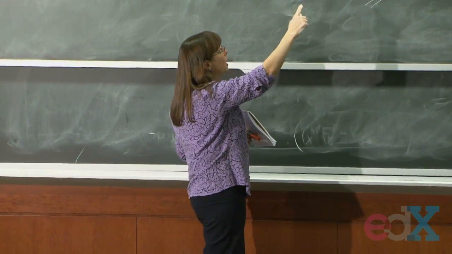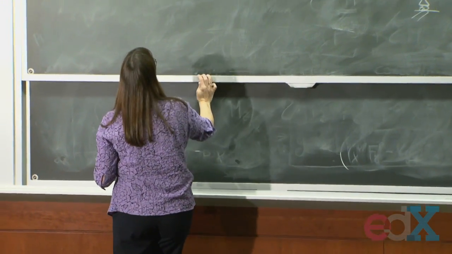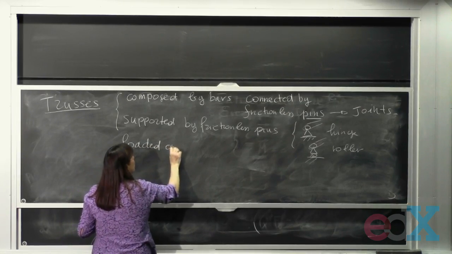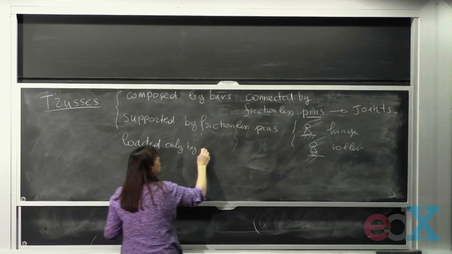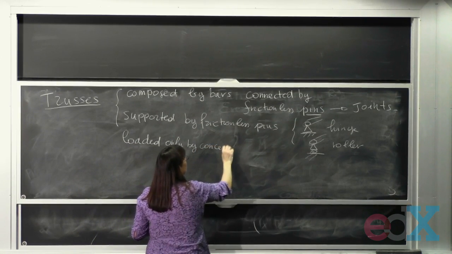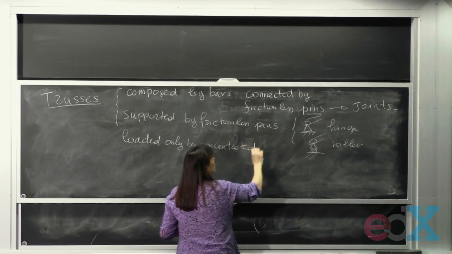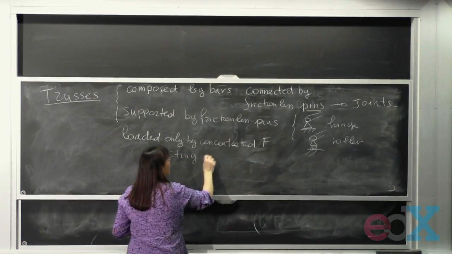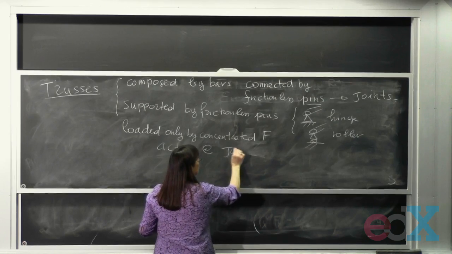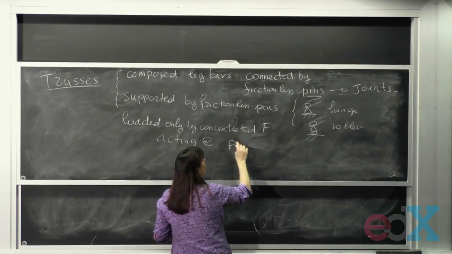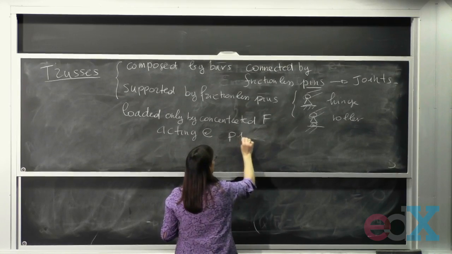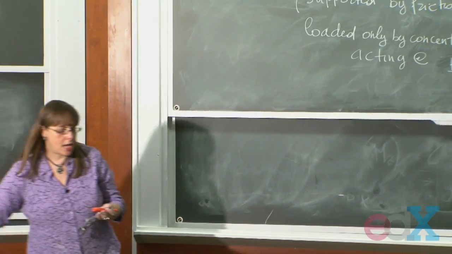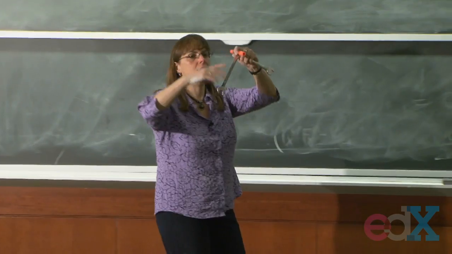So they are connected by pins, they are supported at pins, and they are loaded only by concentrated forces acting at the joints, at the pins. Can be at the joints or at the hinges and roller. So, what does it mean? It means that you got your things made of all these bars.